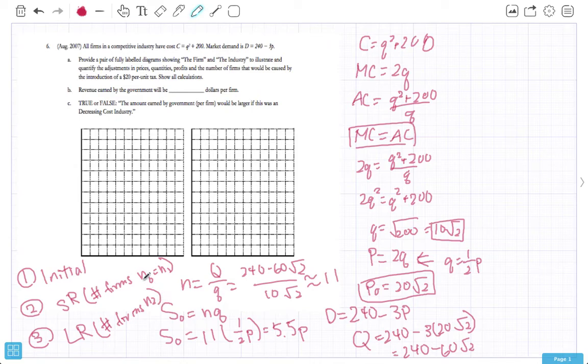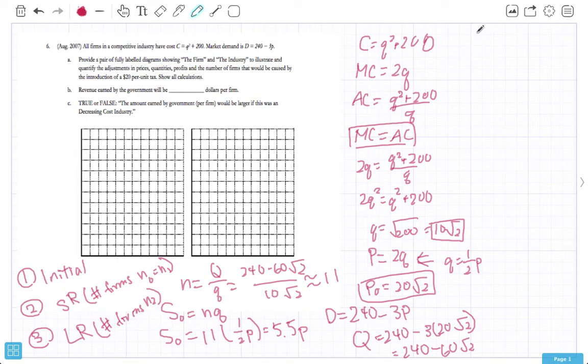And the reason being is that whenever there's a new tax or subsidy implemented on a firm, in the short run, there wouldn't be an increased number or a decreased number of firms in the industry. So meaning there's no exit or entry. In long run, there will be. So now you have to account for that.